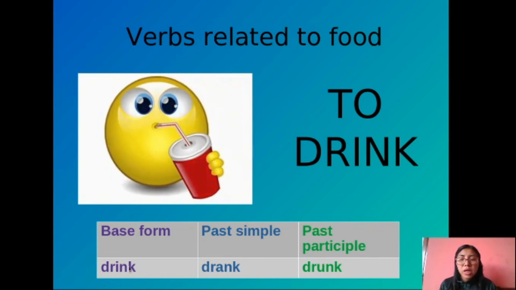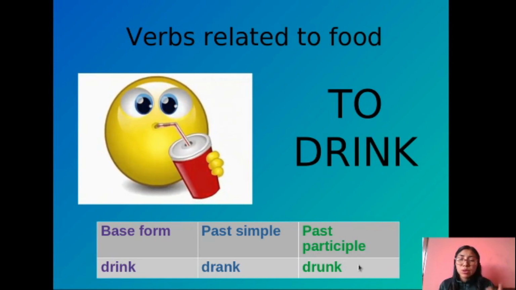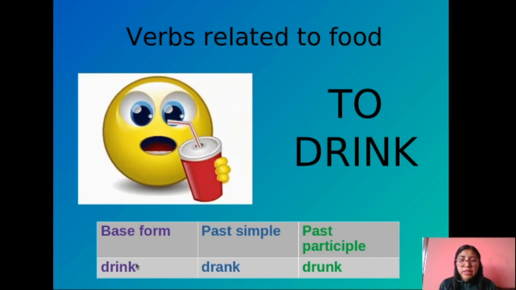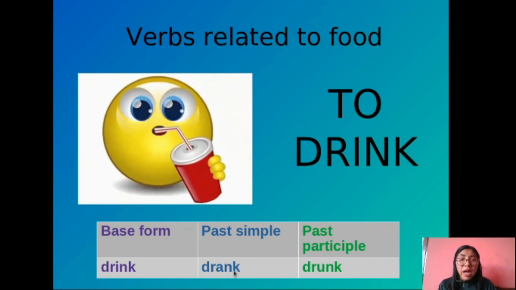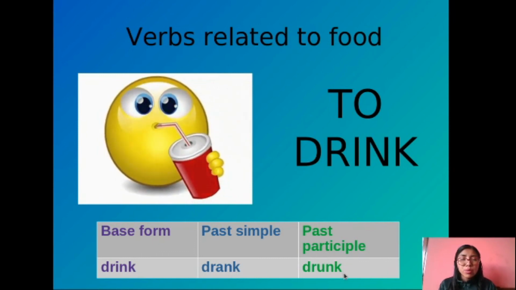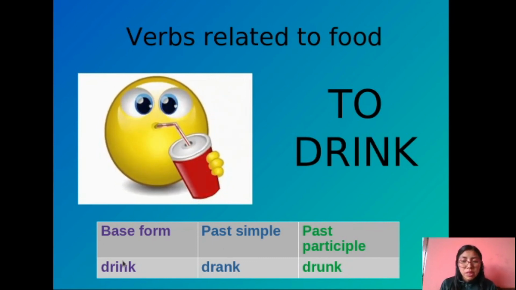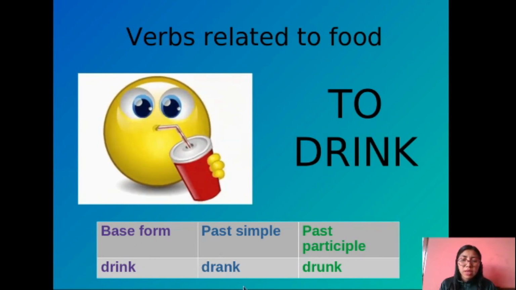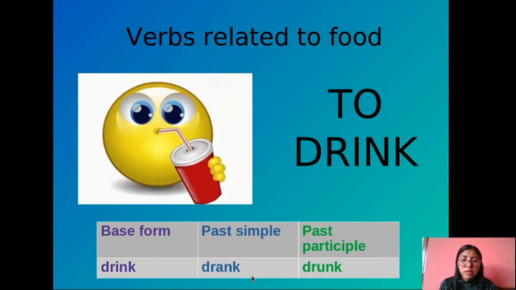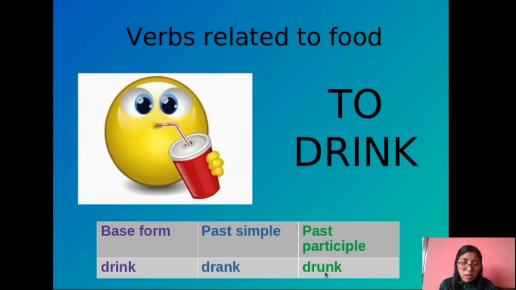Okay, pay attention here. All of these forms change, so you have to memorize. For example, I drink an orange juice. I drank an orange juice. I have drunk an orange juice. I am using the verbs in different forms, but you pay attention to the forms. I want you to learn the forms: drink, drank, drunk.